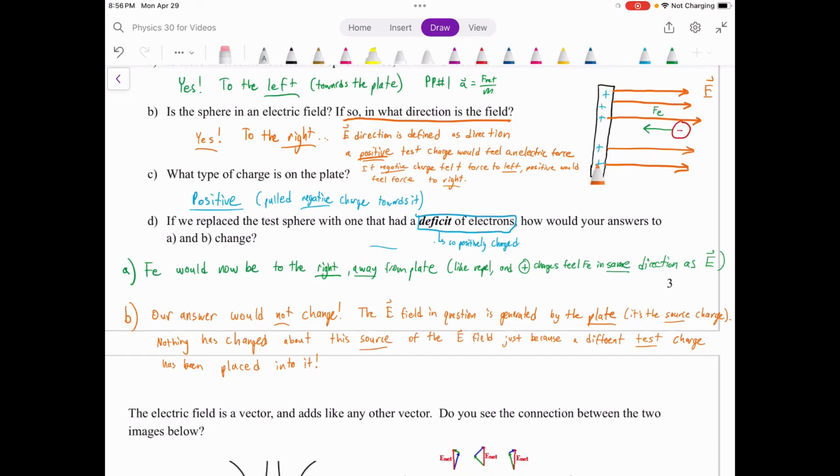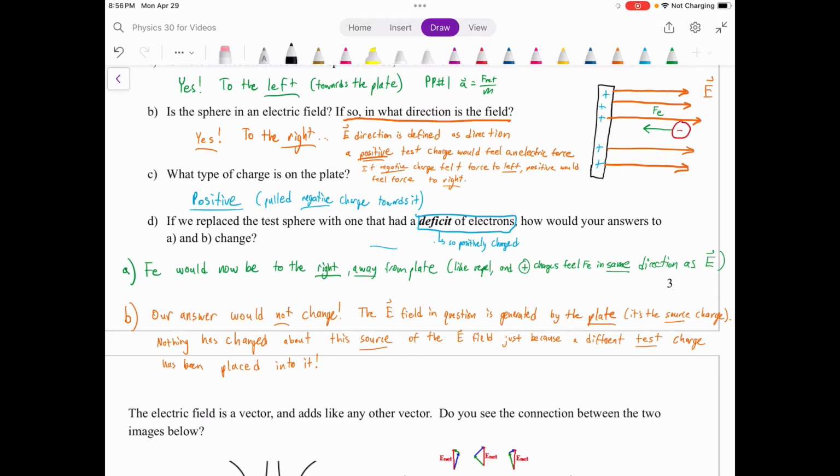It's still a positive test charge, or sorry, source charge, right? Putting in a different test charge isn't going to change the electric field being generated by this source, right? I mean, think about it in terms of the gravitational field. Does the Earth's gravitational field change because you've put an apple at a certain location, or you've put an elephant at a certain location, or you've put nothing at a certain location?